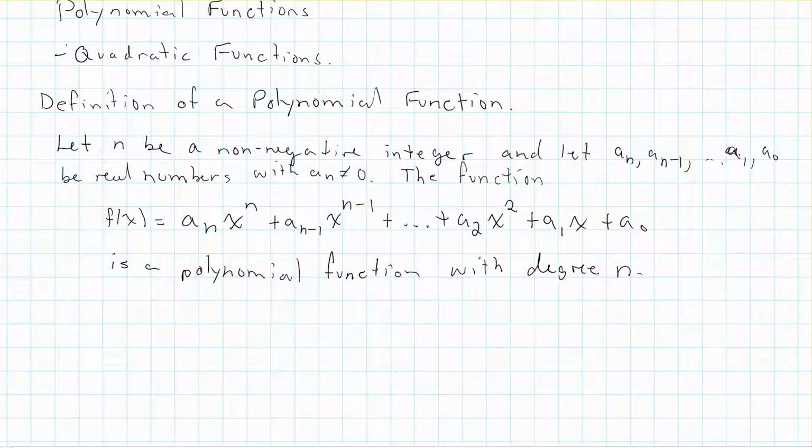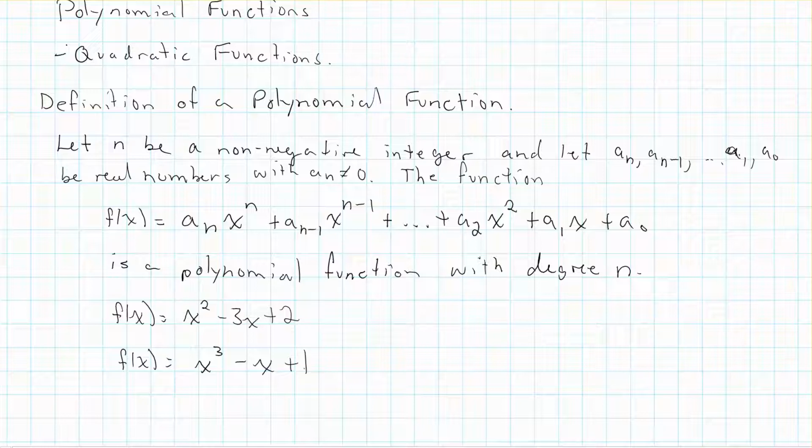Now, some examples of this, we've seen these before. f of x equals x squared minus 3x plus 2. That's a polynomial function. f of x equals x cubed minus x plus 1. Polynomial. Basically, you have to have integer exponents. But then we also have, for instance, f of x equals 3, which some people don't think of. That is technically a polynomial function, because n is a non-negative integer, so it could be 0. x to the 0 power is just 1. And so these are all examples of polynomial functions.